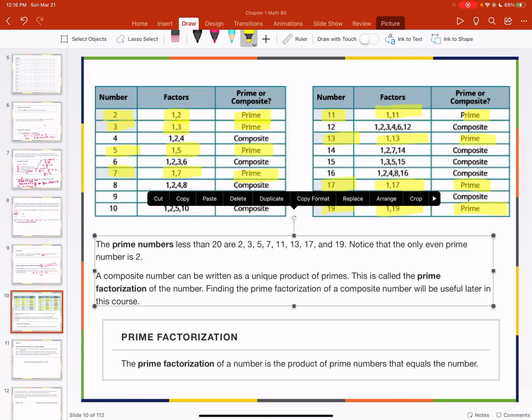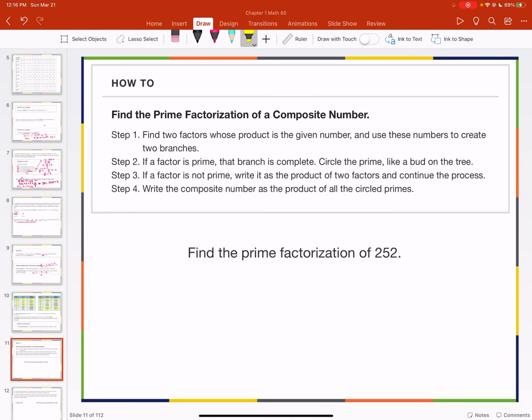Okay, so every composite number can be rewritten as a unique product of primes. That means that there's one way to break it all apart where it consists of only primes, and that's what you call the prime factorization of that number. Okay, so that's helpful. So let's talk a little bit about prime factorization. Prime factorization of a composite number is when you take that number and break it apart, and you can use what's called a factor tree.